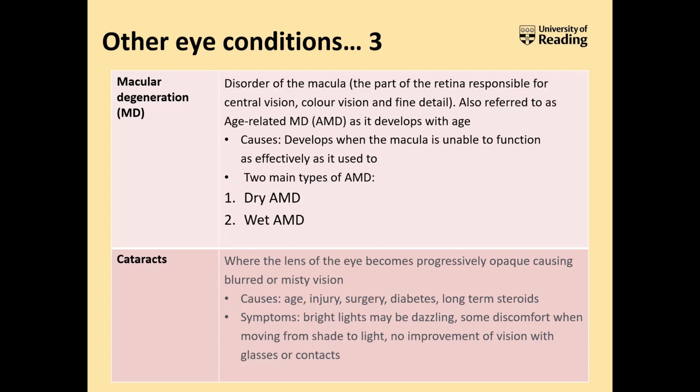Symptoms: initially bright lights can be dazzling. Patients may find they have discomfort when moving from shade into light, and their vision is not improved if they put their glasses on or insert contact lenses. Initially, patients may find that a tinted spectacle or a new prescription may help, but eventually patients will get to the point where they need surgery, which obviously would be undertaken in hospital.